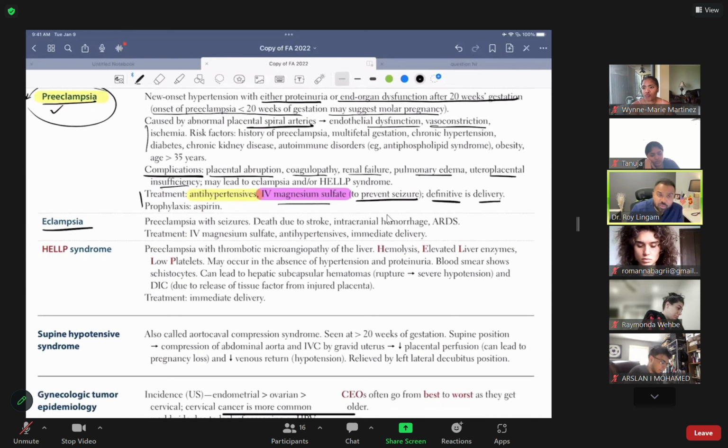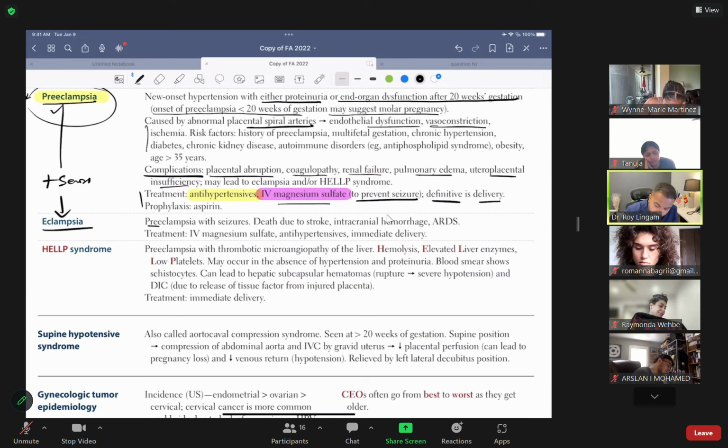Now, eclampsia. What's the difference between preeclampsia and eclampsia? Preeclampsia plus seizure is eclampsia. That's all it is. We just add seizure to it. Preeclampsia with seizure, that's eclampsia. Is everybody clear, folks?